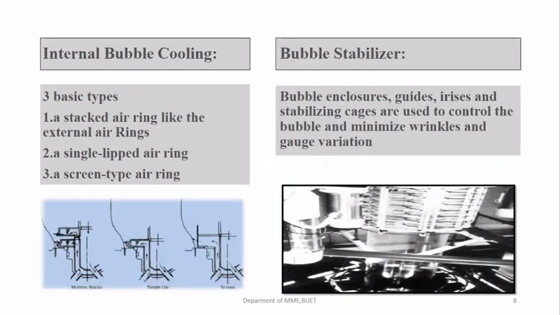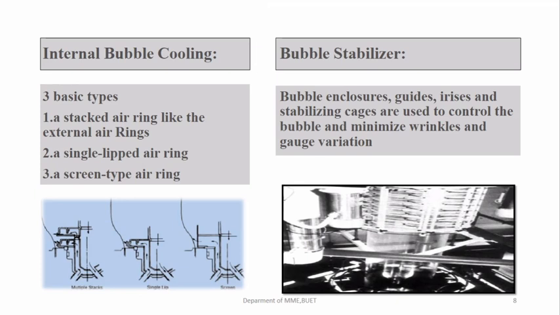Okay, in this slide, internal bubble cooling and stabilizers are discussed. Three basic types exist in internal bubble cooling. These are a straight air ring like the external air rings, a single lip air ring, and the last one is a spin type air ring that applies a large volume of air over a broad surface of the bubble.